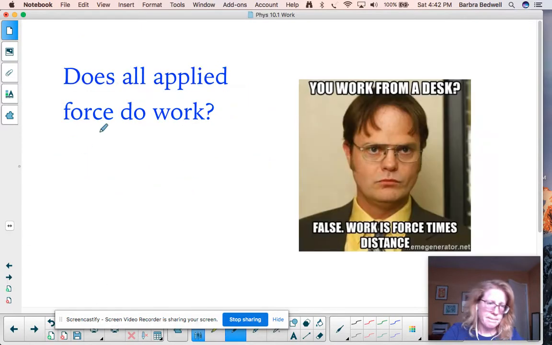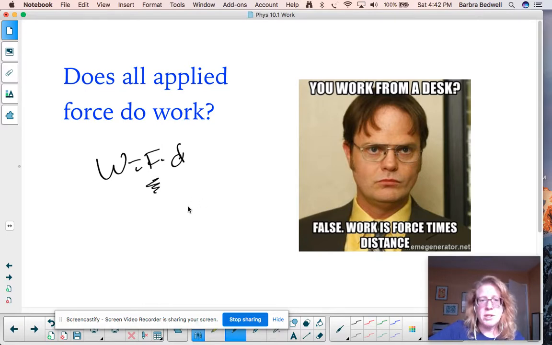Next question comes along: does all applied force do work? And the answer to this is actually no. We'll get to this in a second. So you can imagine that if I have my basic equation, work equals force times distance, there are a couple of things here that play a role. I can apply all the force that I want to. If my object doesn't actually move anywhere, then technically the answer is no, I did no work whatsoever.